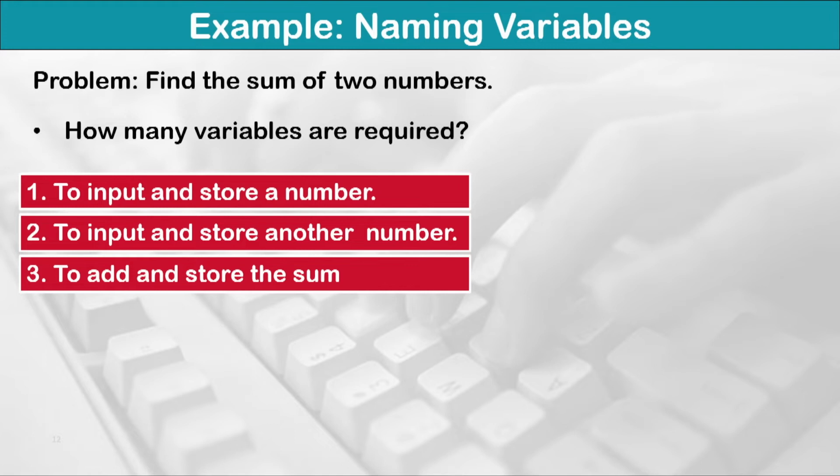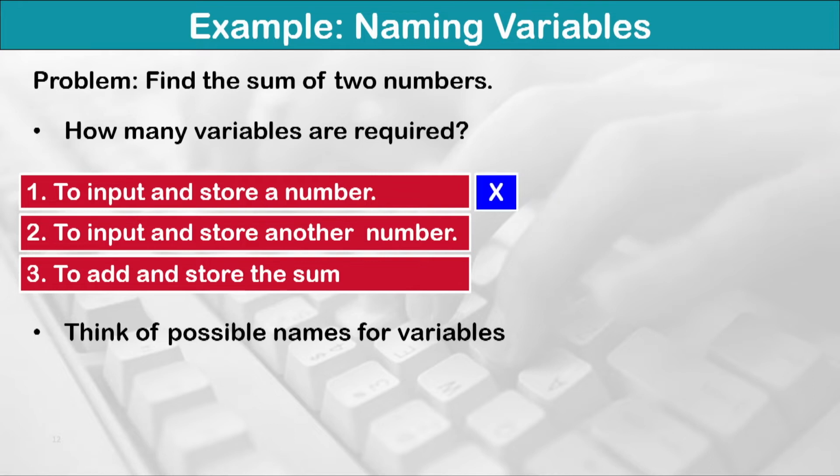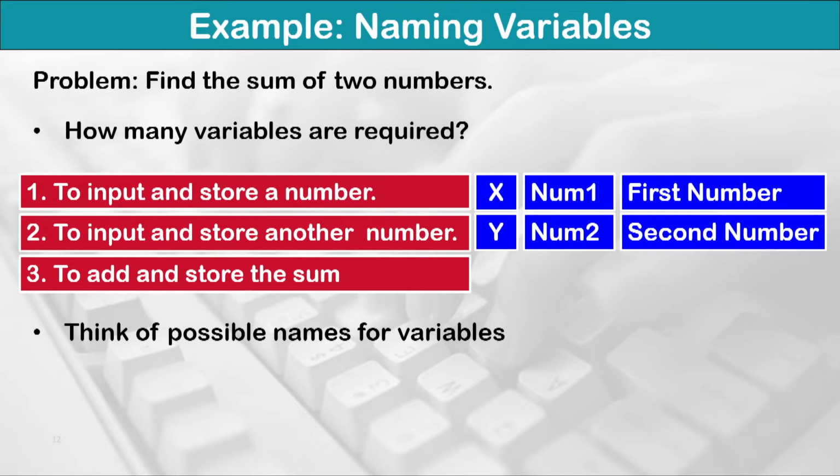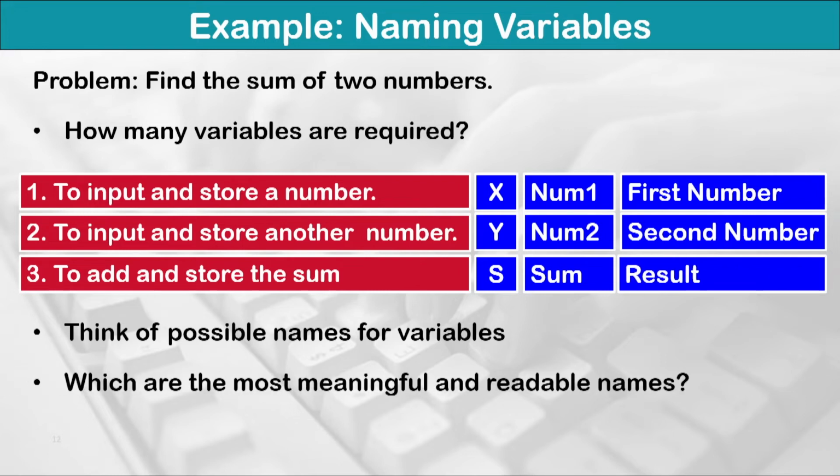For the first variable, to store the first number, we can say x, we can say num1, or another choice is first number. For the second variable, to input and store the second number, you could say y, num2, or second number. Finally, to add and store the sum, we could name a variable s, or sum, or result. Which are the most meaningful and readable names?